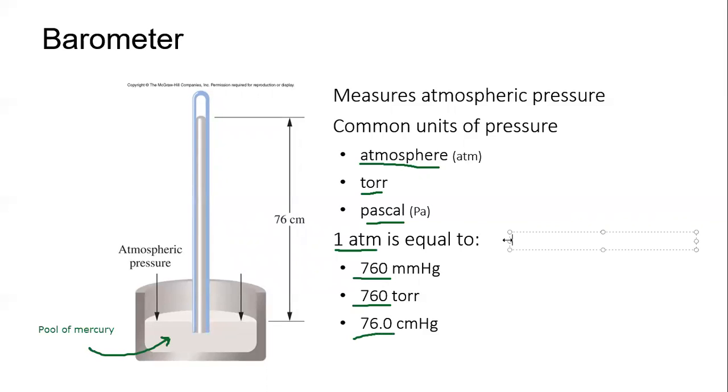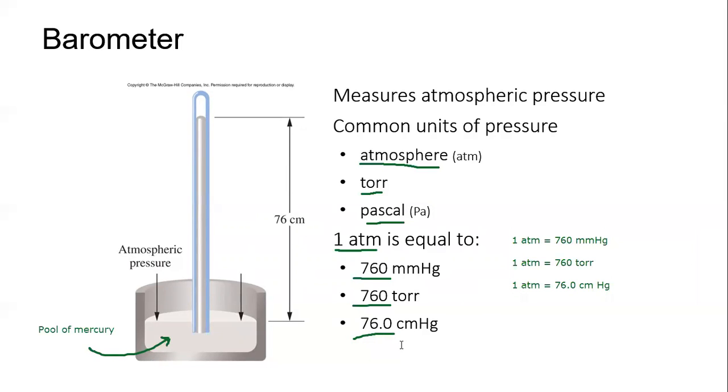So the way we would write this is that 1 atmosphere equals 760 millimeters of mercury, 1 atmosphere equals 760 torr, and 1 atmosphere equals 76.0 centimeters of mercury. So these are all the equalities to convert between atmospheres and those different units.